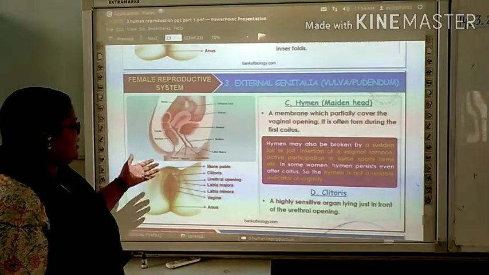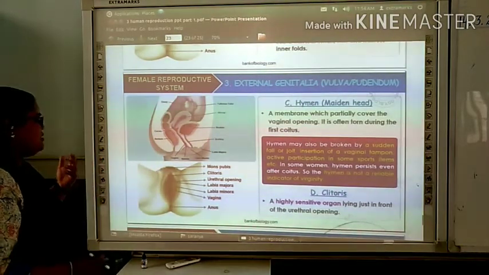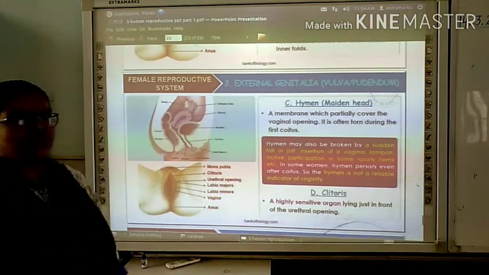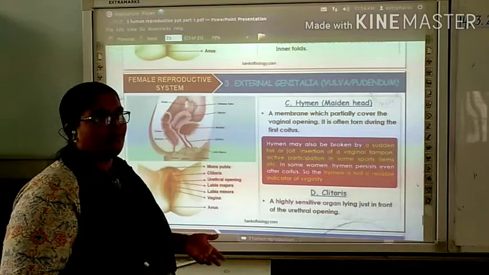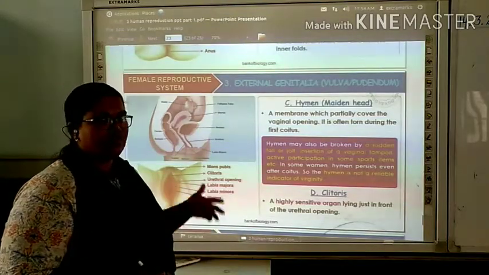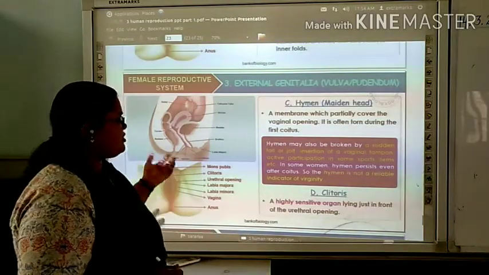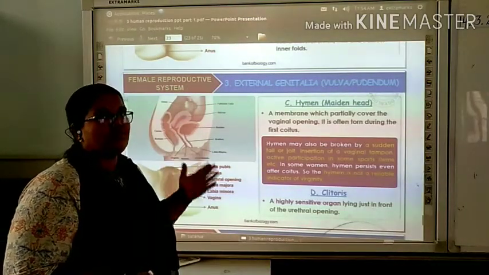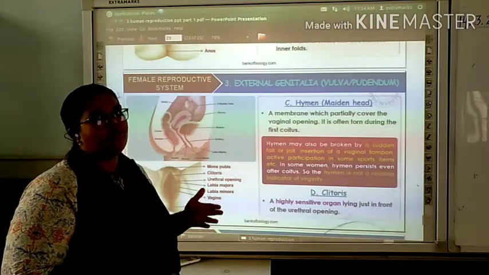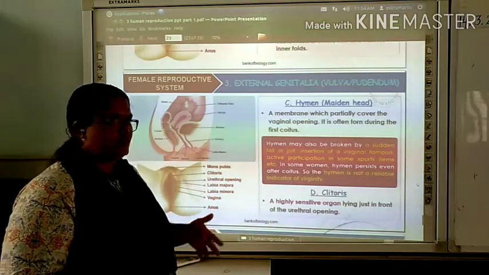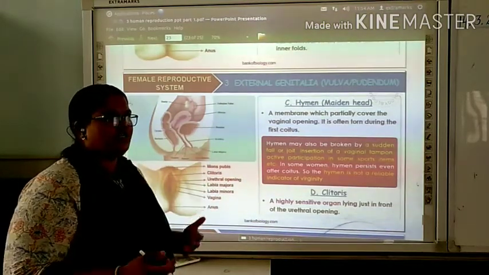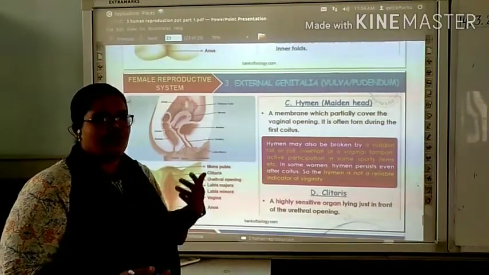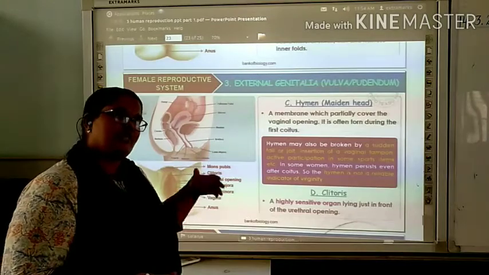Mostly in the case of the first sexual intercourse, it may be torn open and some amount of blood will come out, in some persons' case. But it's not mandatory that it must be torn open at the time of first sexual intercourse. It can be torn if you are doing regular physical exercise, like cycling, or if you are a sports person, in that case also it can be torn open.